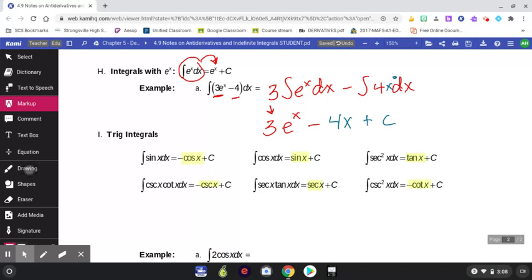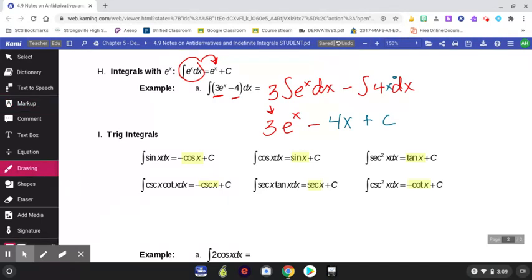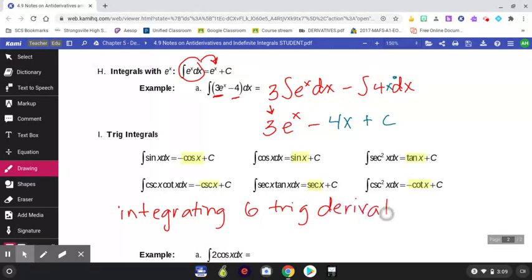Okay. So again, I'm just going to make this statement. You are integrating the 6 trig derivatives. So if you know what the 6 trig derivatives are, then you're going to go backwards to figure out what function did that derivative go with. Okay, you just have to be aware, though, of the negatives.